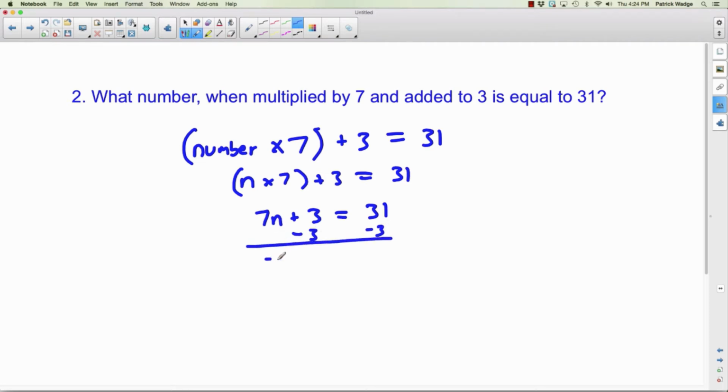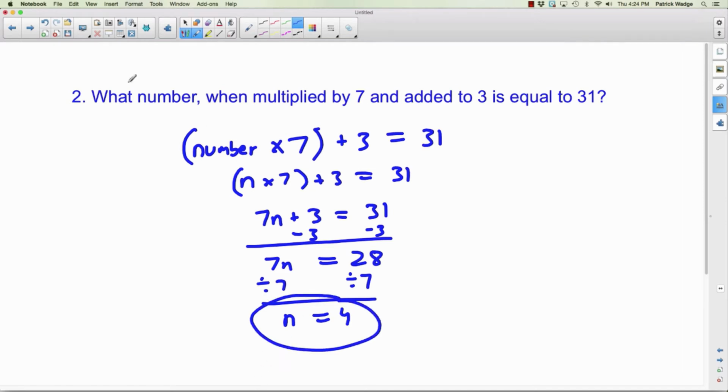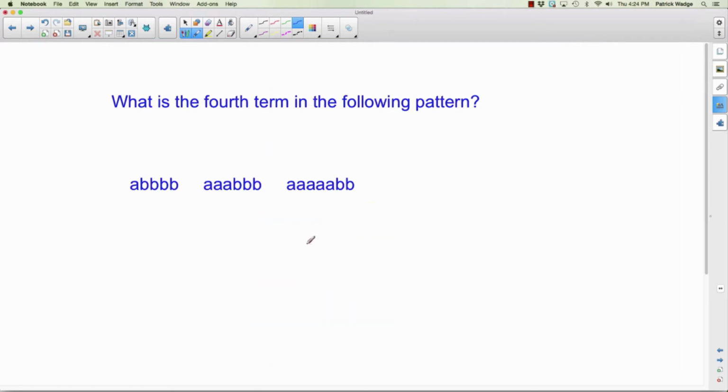That leaves me with 7n equals 31 minus 3 is 28. And this is 7 times n. Do the opposite. Divide. So you end up with n, or the number, is 4. Let's make sure that works. What number, when multiplied by 7? Well, 7 times 4 is 28, and added to 3, 28 plus 3 is 31, so it works. N is 4. Okay, another one. Oh, that's a good one.